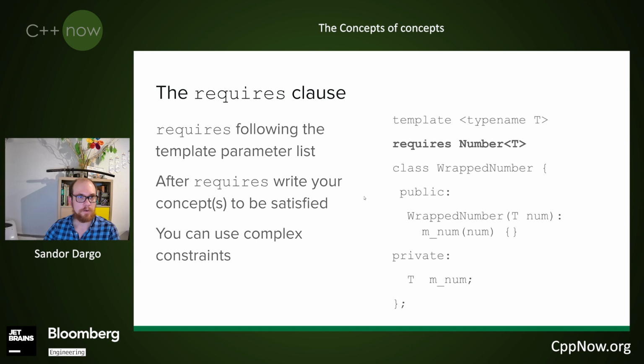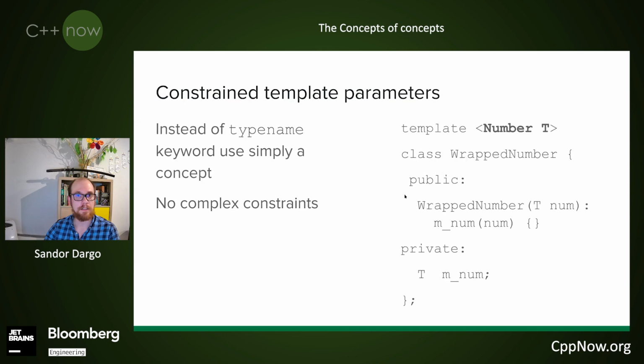So here we saw how to use the requires clause with the class template. Then let's check the constrained template parameters. You see, this is again a more terse way, but you cannot use complex constraints. You don't have any requires clause. Anywhere you replace the typename with a concept, and that's it.